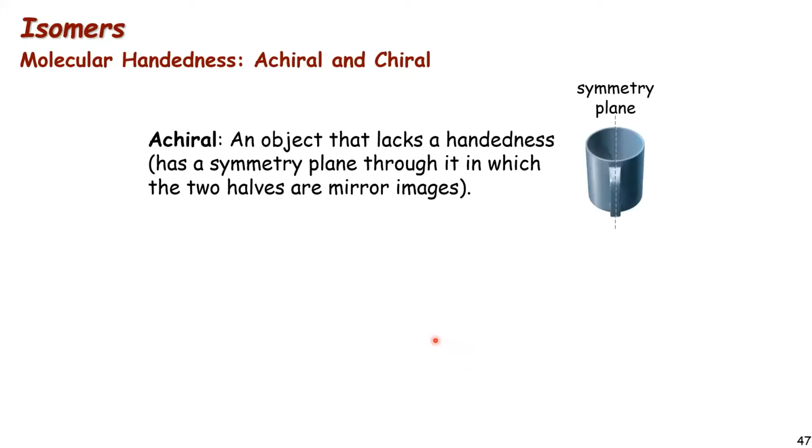Okay, next let's talk about achiral and chiral. So an achiral object lacks what we call handedness. Basically, it has a plane of symmetry, right? So they're basically a mirror image from one side to the other. So if it has a plane of symmetry, we would say that that molecule is achiral.